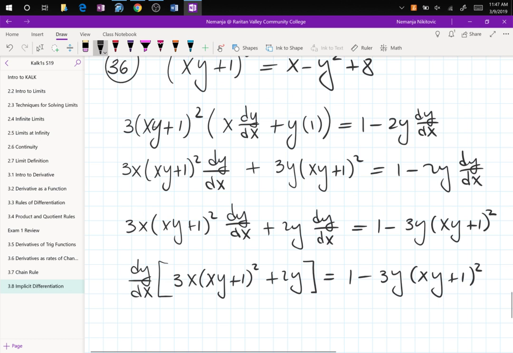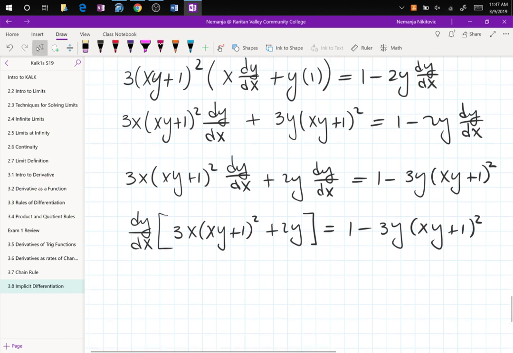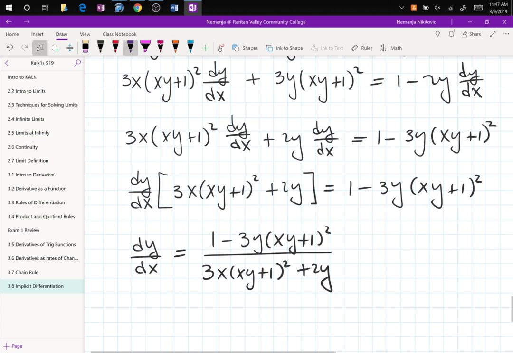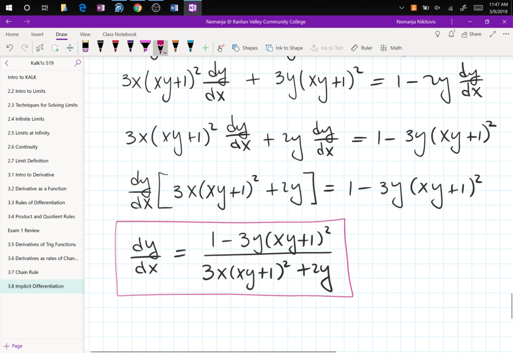So we factor out dy/dx and then divide by the stuff you want to get rid of. We're done. So 1 minus 3y (xy plus 1) squared divided by 3x (xy plus 1) squared plus 2y. And that's it.